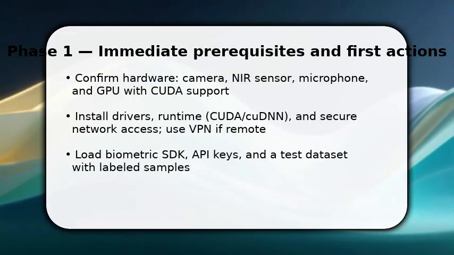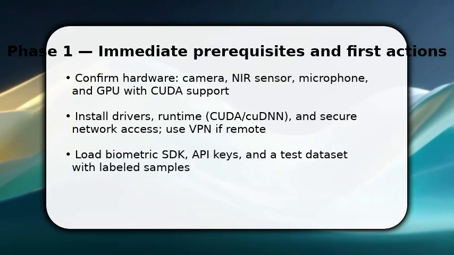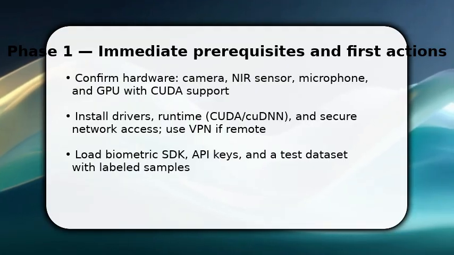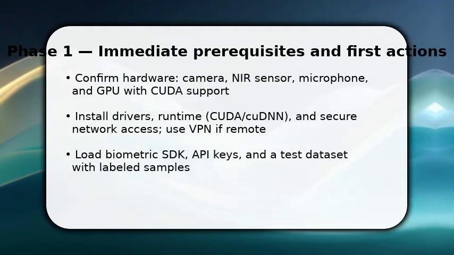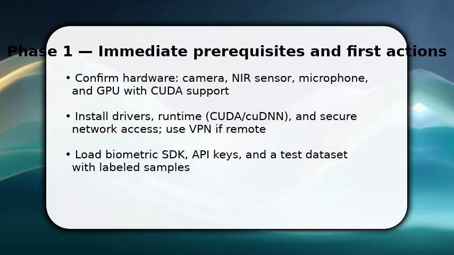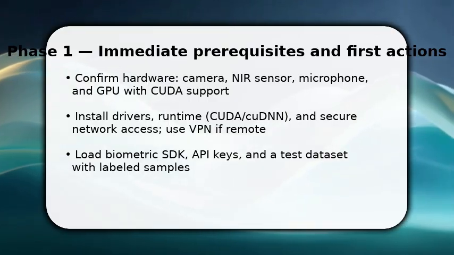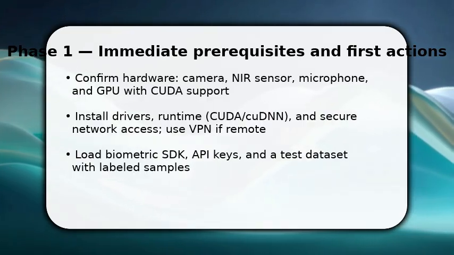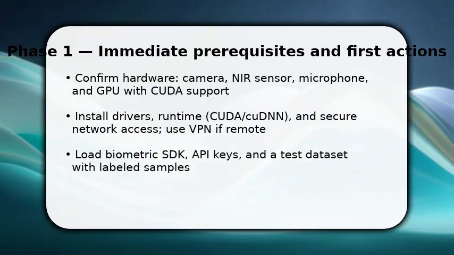You begin by verifying prerequisites and initiating the system. Connect the camera and NIR sensor, then power on the GPU. Make sure drivers and CUDA/cuDNN are current. Next, authenticate the biometric SDK with your API key. You need secure network access for licensing and model downloads.